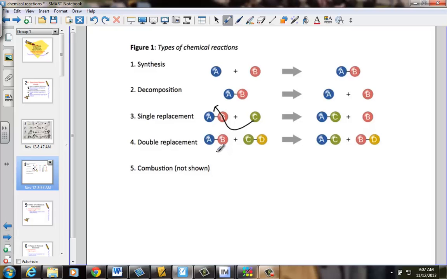Here we have our double replacement. Compound AB reacting with compound CD. Notice here we exchange partners, forming new ingredients. A now hooks to C, B goes to D. Breaking bonds and forming new bonds. Breaking a bond, that's the heart of chemistry. Making new bonds on the product side and breaking bonds on the reactant side.